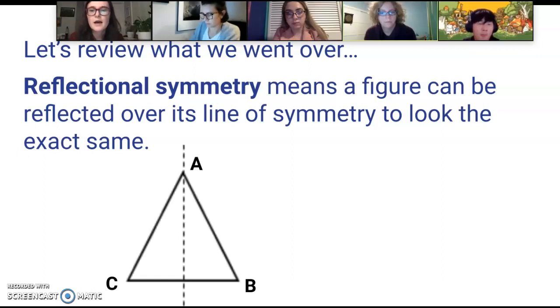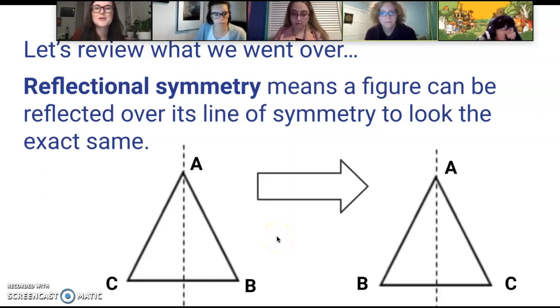To illustrate that, I have this triangle right here with the points A, B, and C. As you can see, we have a line going straight down the middle from A to the midpoint of C and B. This is the line of symmetry, because if we were to fold this triangle in half, it would look the same on either side. If we were to reflect it over this line, it'll look the exact same. As we can see on the bottom, our points switched. B and C just switched, but A stayed right where it is. The triangle looks the same. So this is what reflectional symmetry looks like.